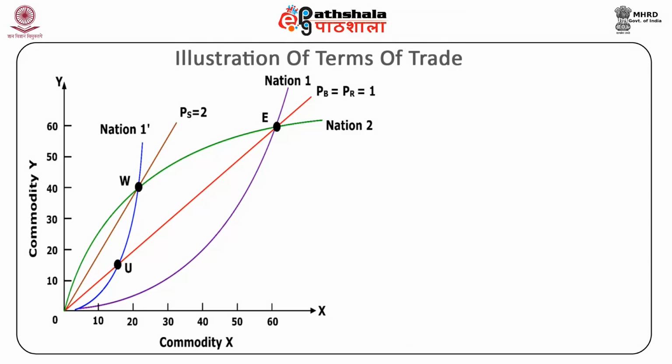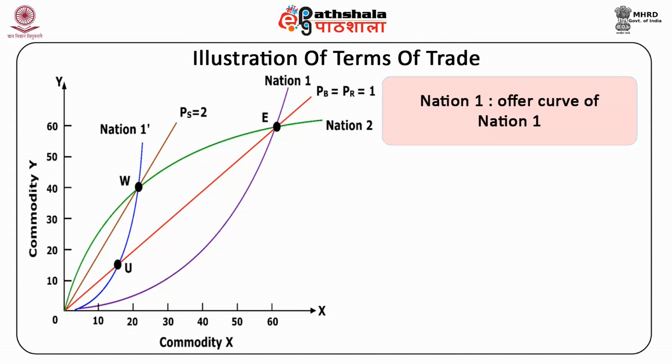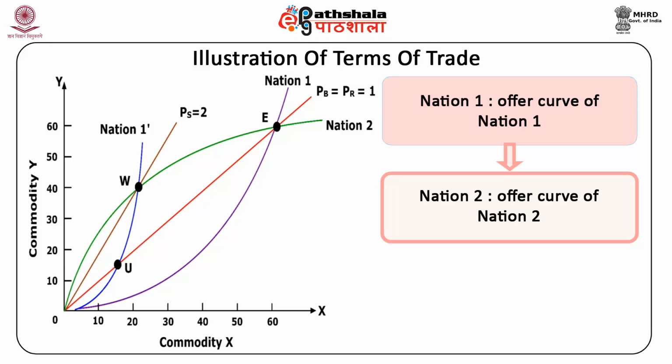Commodity X is represented on the x-axis and commodity Y is represented on the y-axis. Nation 1 represents the offer curve of Nation 1, which specializes in the production of commodity X. Nation 2 represents the offer curve of Nation 2, which specializes in the production of commodity Y.